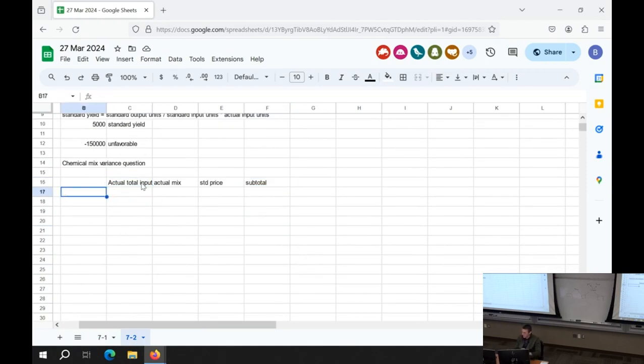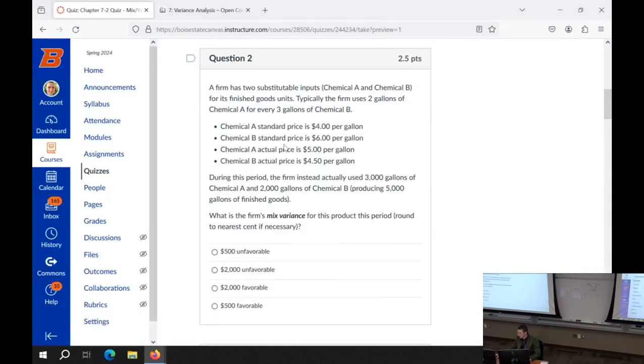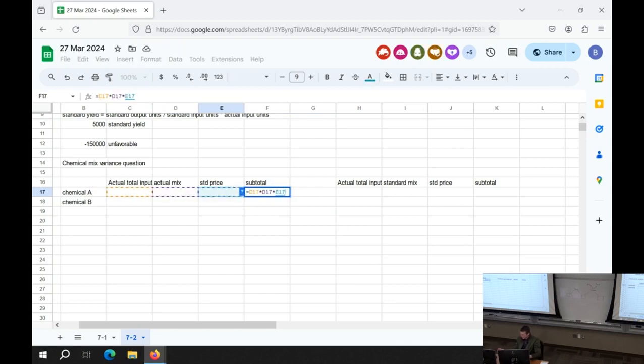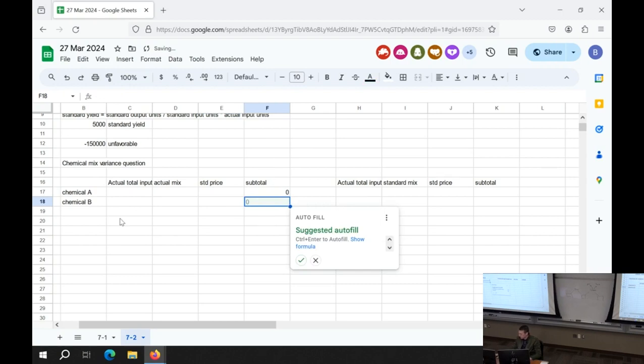All right, so this is the actual side. We're going to subtract this section from what we're going to build over here, and we have chemical A and chemical B. We just have the two, two substitutable inputs. We're going to have almost the same things over here, except we're going to pull that one lever. Standard mix is over here. I know I'm going to multiply across. We're just multiplying across. Hopefully that makes it easy for you to do these things. The tables are not too tricky.